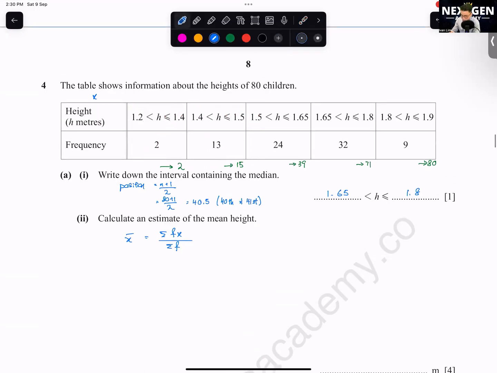Then what I'll do, I'll just put the x value on top. So you get here 1.3, 1.45, 1.575, 1.725, 1.85.